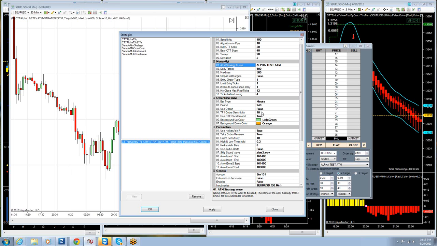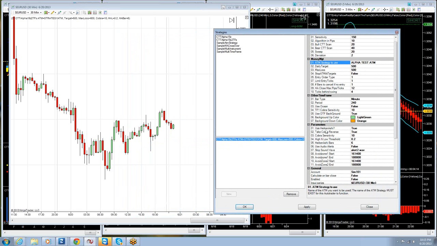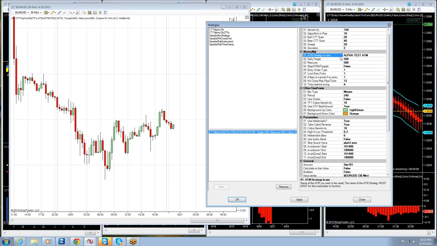Oh, we have a question here. It's in a downtrend because the background is orange, right? Correct. Sorry, you probably asked that earlier, but yes, if the background is orange, then that indicates that the trend in the higher time frame was moving lower. Okay, so anyways, here's the ATM, alpha test ATM.